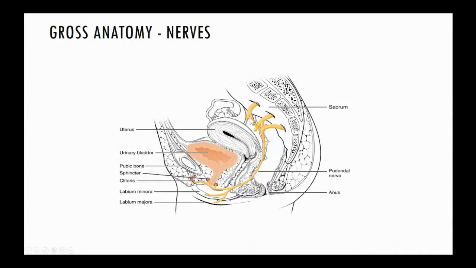So we also have some nerves that are going to help us to identify that our bladder is full. So we have what's called the pudendal nerve along the back.